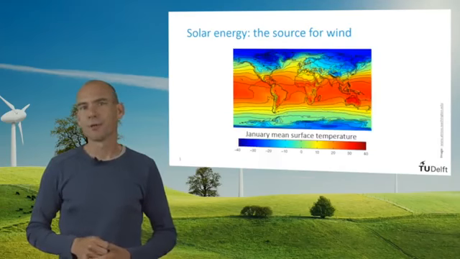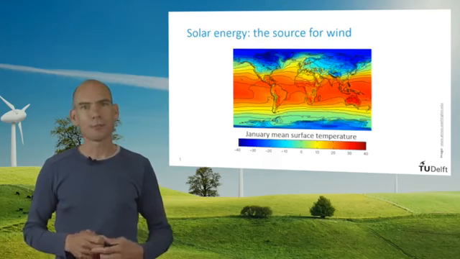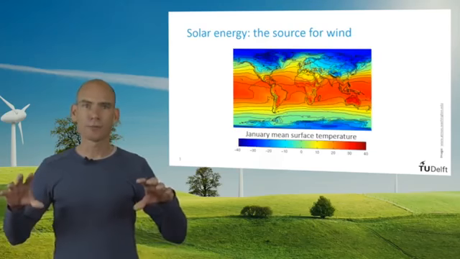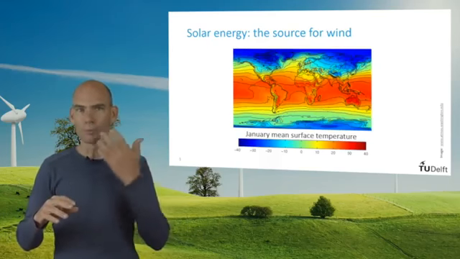Here you see a map of the mean surface temperature in January. Obviously, the temperatures are higher around the equator than around the poles, and this is driving the global patterns of wind.